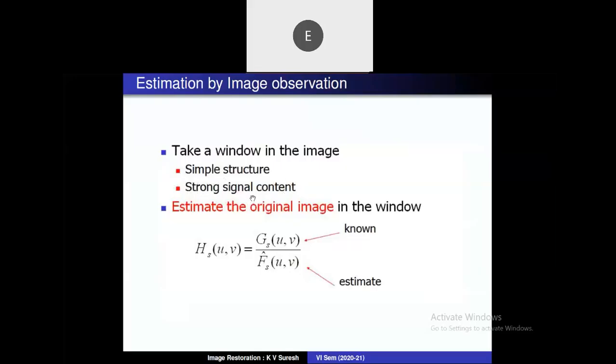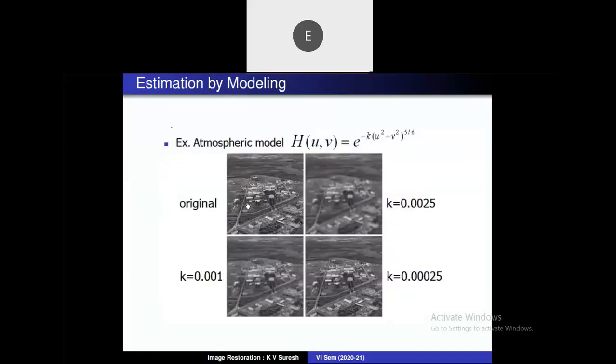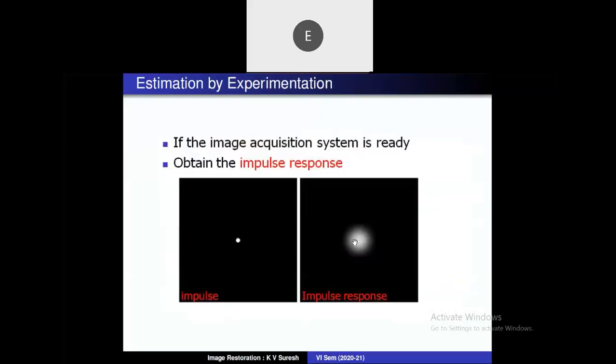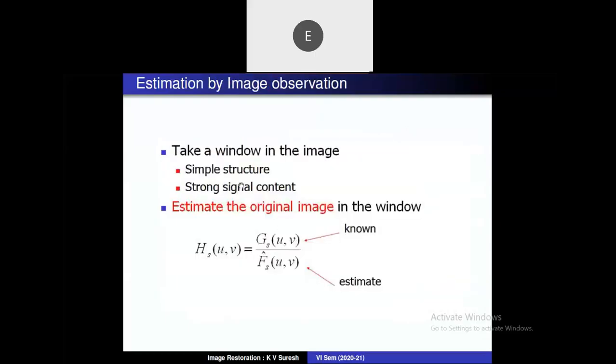So what is the strong signal content? When do we say the signal is strong? There should be a sudden variation in the image. For example, in this case, you can observe there is darkness here and there is brightness here. So this is a strong signal content. Suddenly the value goes from a very low value to a high value. I need to take such structures here, because that is where you have to estimate the blur. So take a window, which can be a simple structure but has strong signal content.